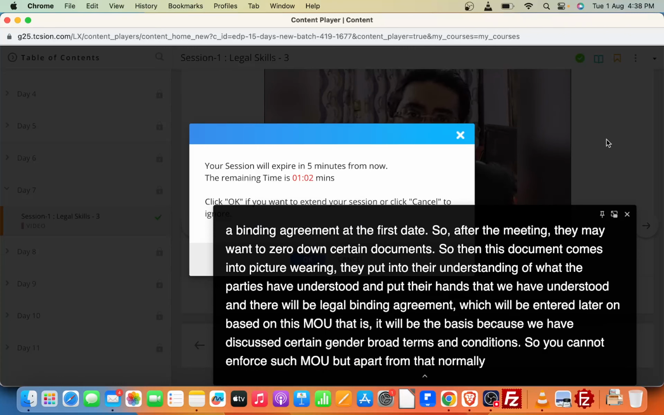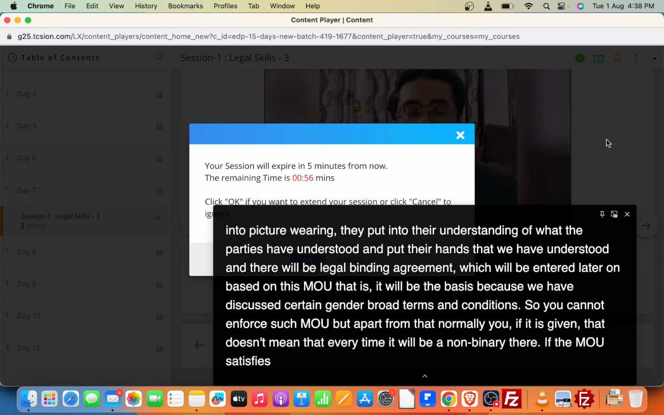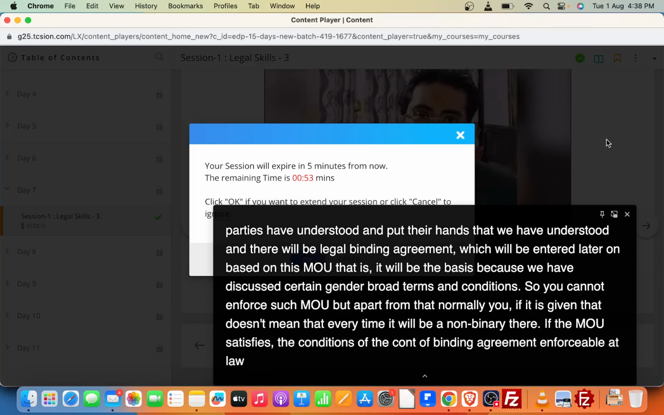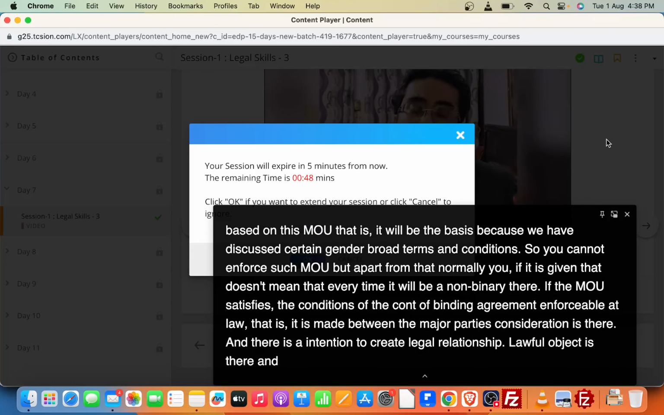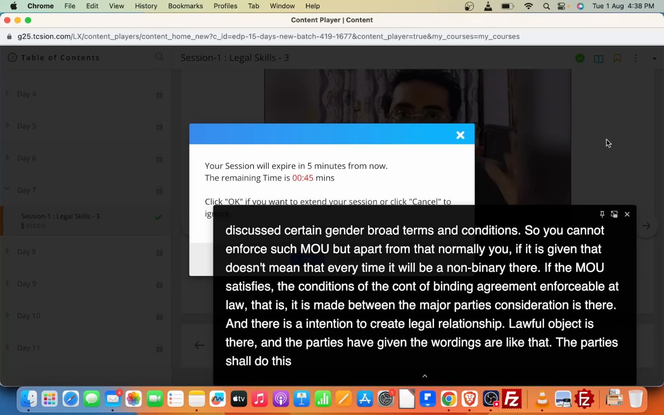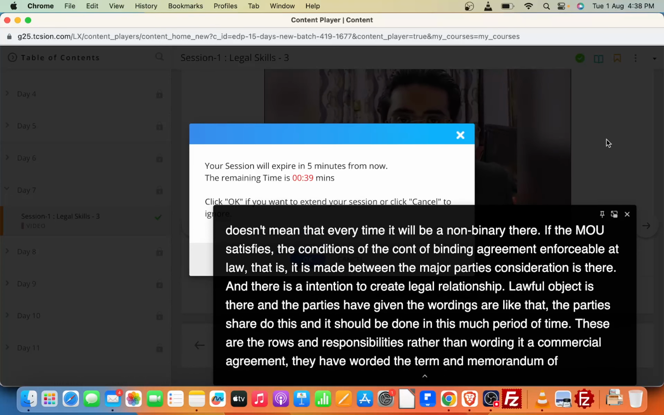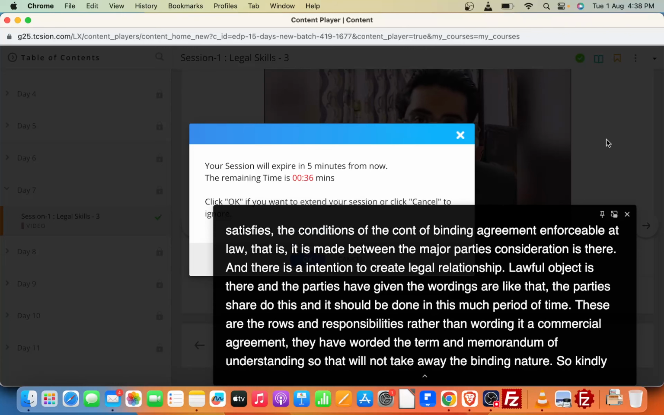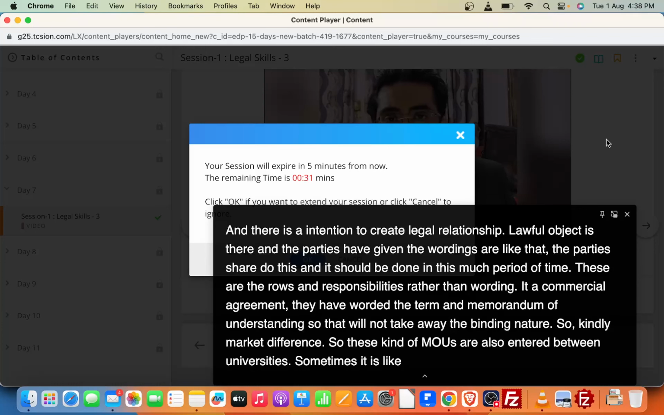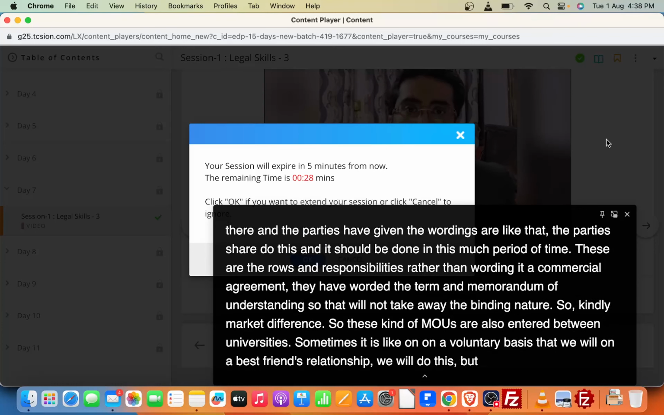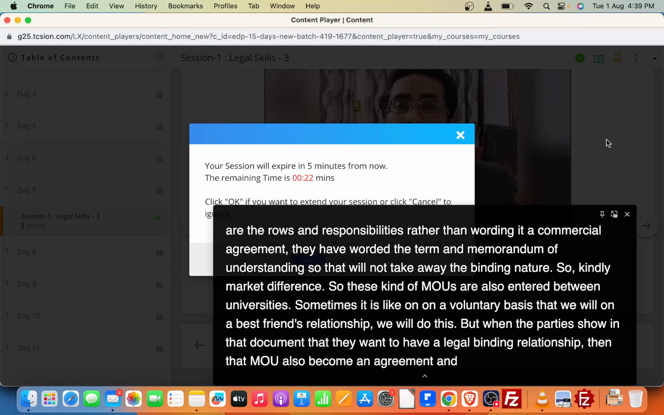But apart from that, if the nomenclature of an MOU is given, that doesn't mean that every time it will be non-binding. If the MOU satisfies the conditions of contract law, that is a binding agreement enforceable at law, made between competent parties, consideration is there, there is an intention to create a legal relationship, a lawful object is there, and the wording is like the parties shall do this, it should be done in this much period of time, these are the roles and responsibilities, rather than wording it as a commercial agreement they have worded it as a memorandum of understanding, that will not take away the binding nature. So kindly mark the difference. These kinds of MOUs are also entered between universities, sometimes on a voluntary basis, on a best friends relationship. But when the parties show in that document that they want to have a legally binding relationship, then that MOU also becomes an agreement enforceable at law, and it becomes a contract.